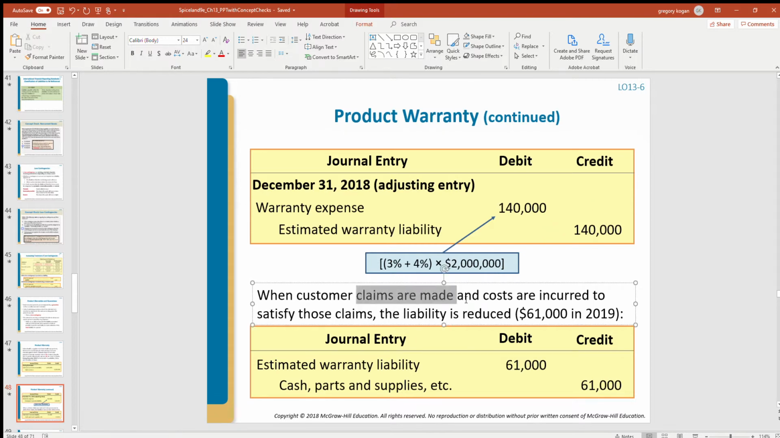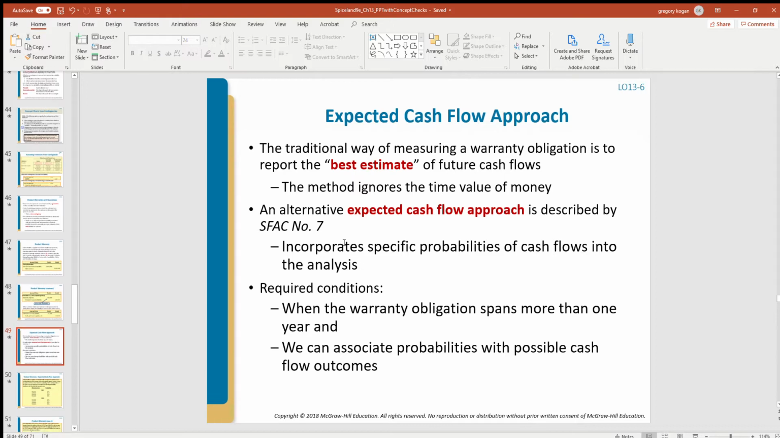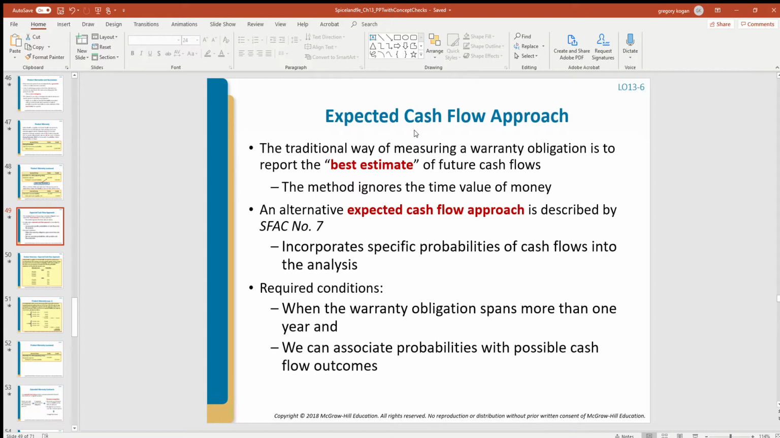When customers' claims are made and the costs are incurred to satisfy those claims, the liability is reduced. So it's reduced by the 61 in 2019. That's just what they tell you. Estimated warranty liability is debited down, and cash is credited when you actually pay out the liability. So this is another main contingency, and the rule of how we measure these is using the best estimate of future cash flows, and that's how we book these out.